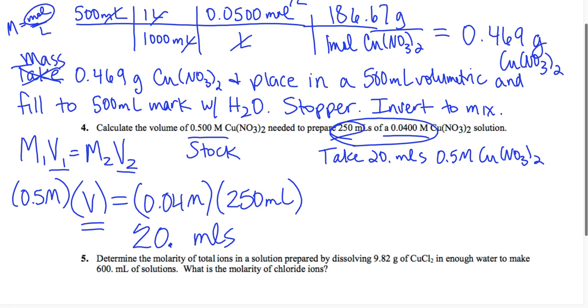You do the same thing we talked about. I don't have a 250 mil volumetric sitting here. This is a 500. Pretend it's 250. You would put your 20 mils in here and then fill it up to the line with water, stopper, and invert.